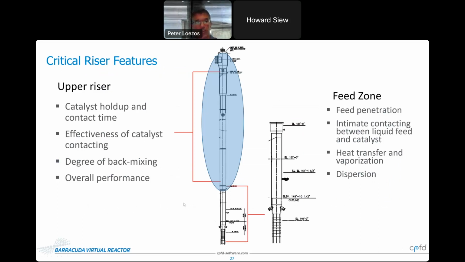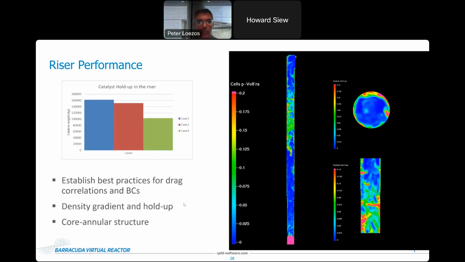So now let me shift gears and focus on critical features of the upper riser. Again, we studied catalyst holdup and contact time, effectiveness of catalyst contacting, degree of backmixing, and how all of these affect overall performance. So at CPFD, we spend a considerable amount of time establishing the best practices for drag correlations and boundary conditions, right? And how these affect density gradients and the holdup in the riser.